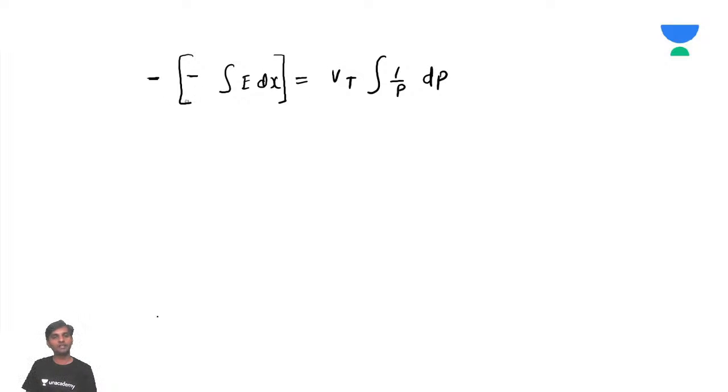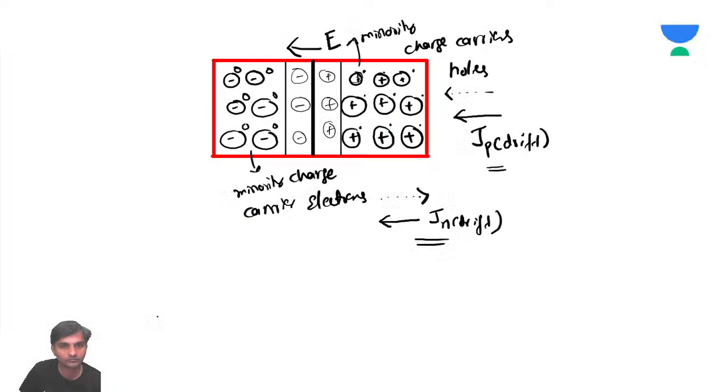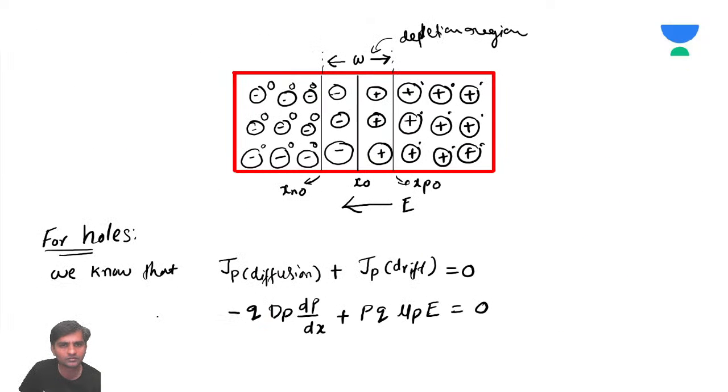Now I need limits. How will you calculate limits for it? From where to where are we moving? You just see. So from here to here you are moving.